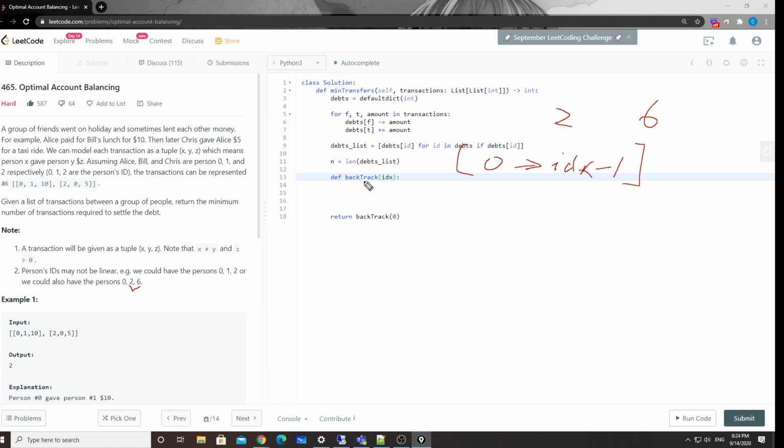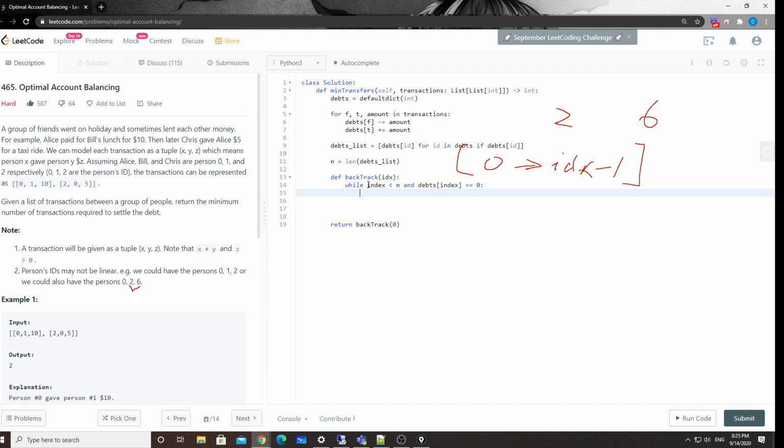Which means everything before the index has already been settled. So all we need to check is, starting from the index, whether there is any debt that has not been settled. Here is how we check that: while the index is smaller than n and the debt at the index is equal to 0, we increase the index by 1. When the index is equal to n, we know everything is settled, and we can simply return 0 here.